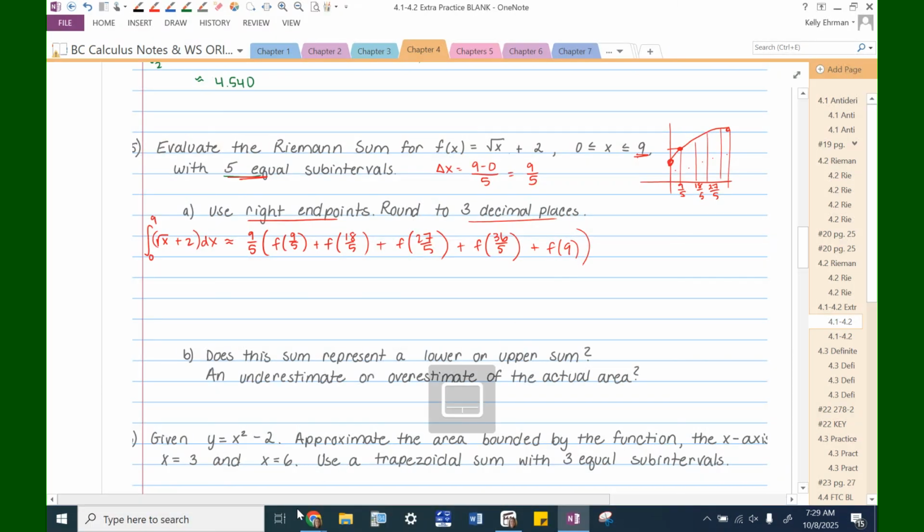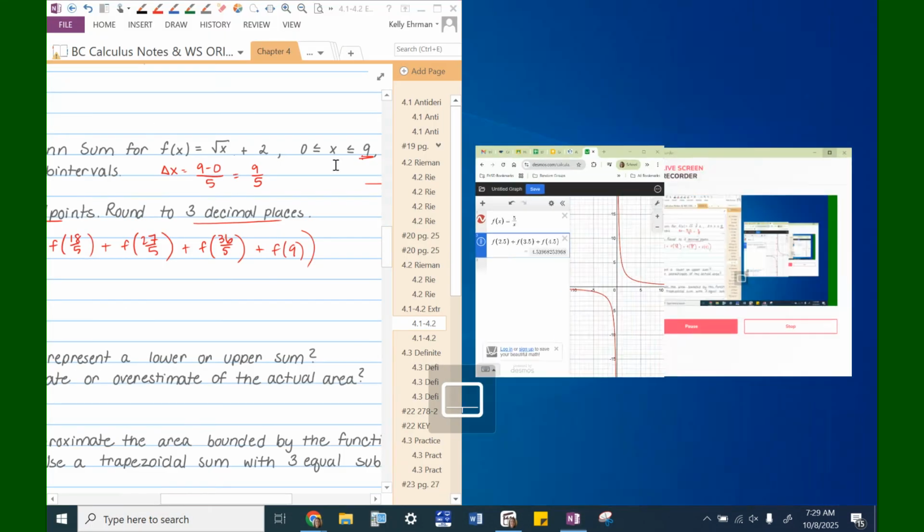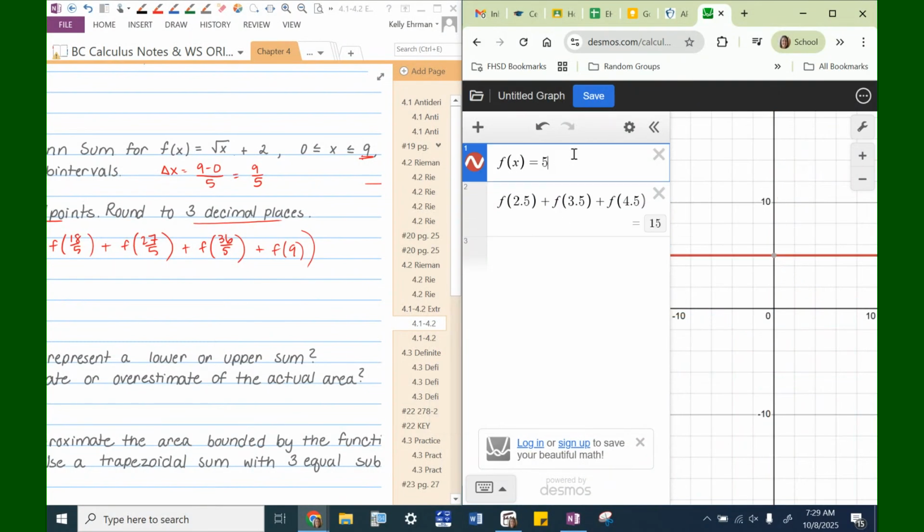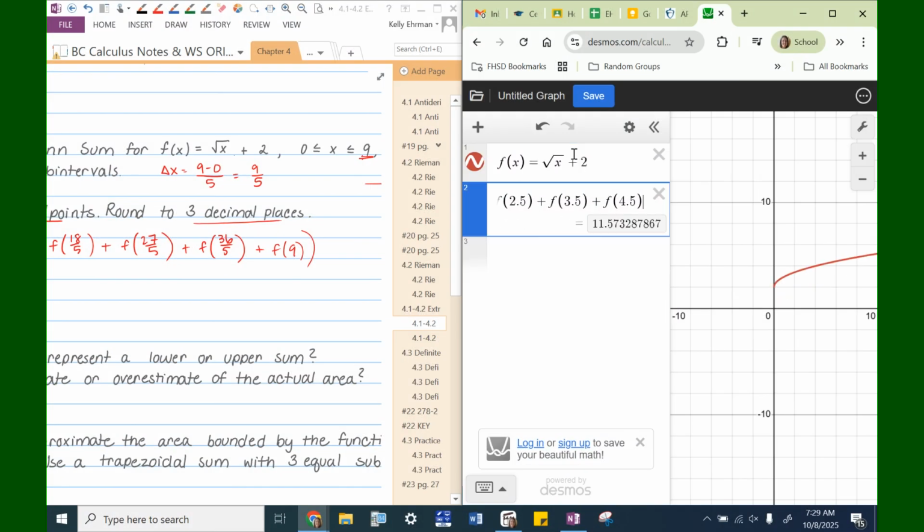All right, so I can go back to Desmos here. Change out my f of x. It is the square root of x. The plus 2 is not underneath the square root. Right, and then this is 9/5 times f of 9/5. Oh gosh, I always type this in wrong.